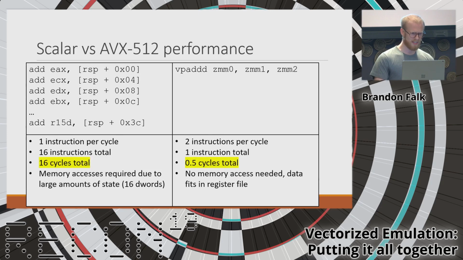In a simple comparison of what you would have, you would either have 16 separate adds working on memory because you run out of register space, or a single add. And it ends up being about, in this case, 32 times faster. If you didn't have to touch memory, it's 16 times faster. Who cares?